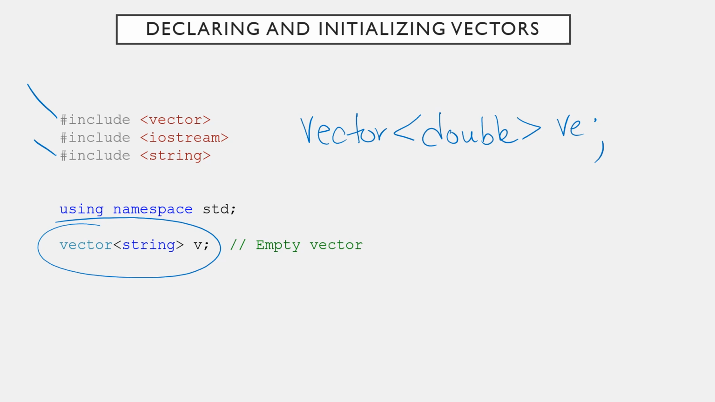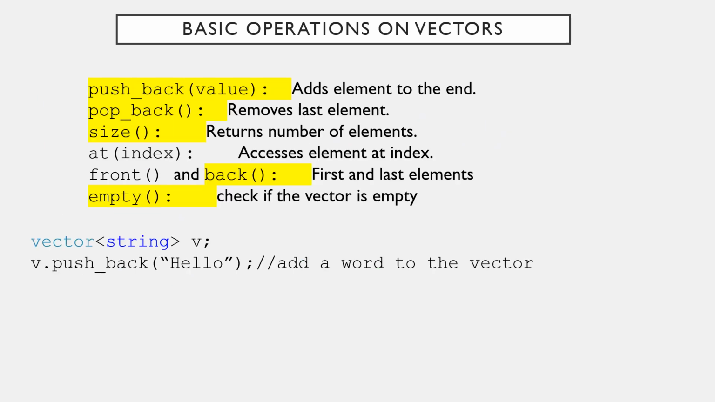So we're going to do a double vector and a string vector, but you could make your own data type, your own struct, and you could declare a vector of those. So vector has some basic operations. Push_back. Push_back is very important to use as it helps your vector to properly grow.